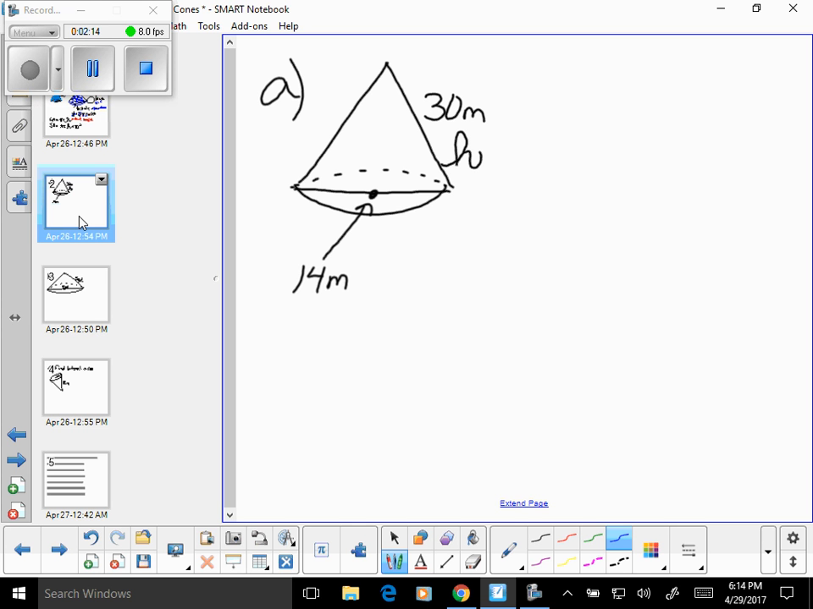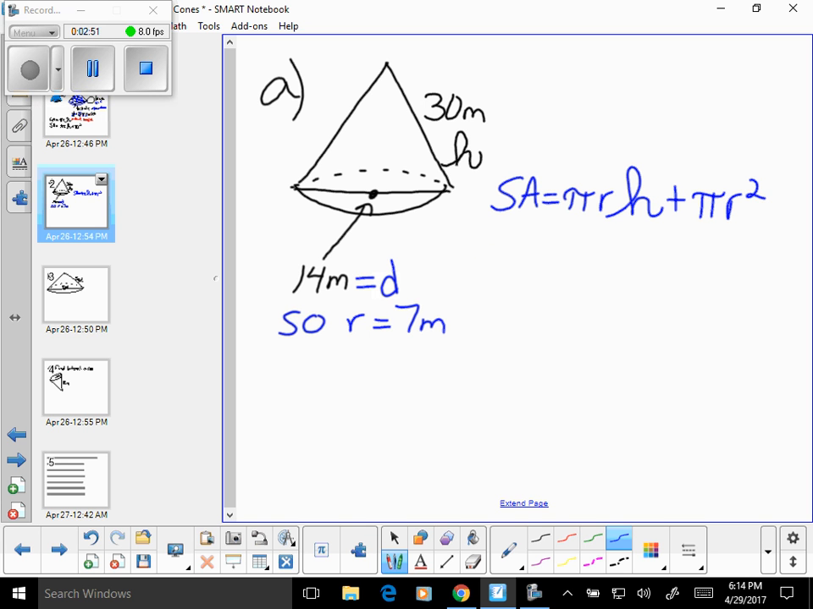In example A, you first of all have to really take a good close look at the base, because sometimes they are going to give you the diameter. 14 meters actually is the diameter, so r is going to equal 7 meters. You will have to be very cautious, careful to look for that. Our surface area is going to be pi times r times the slant height plus the area of the circle, which is going to be pi r squared.